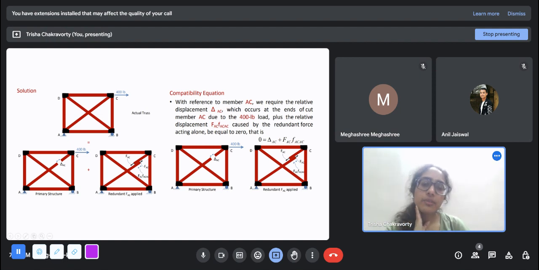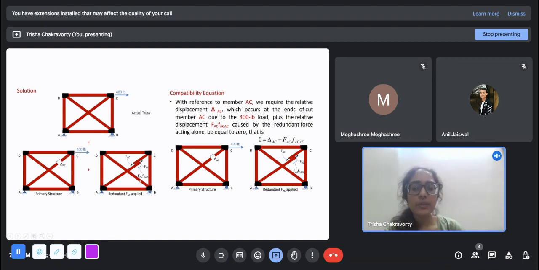Now the compatibility equation is with reference to member AC. We require the relative displacement delta AC, which occurs at the ends of the cut member AC due to this load, plus the relative displacement FAC times small f AC. I will explain these terms.